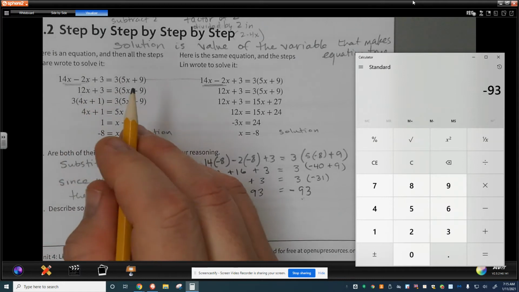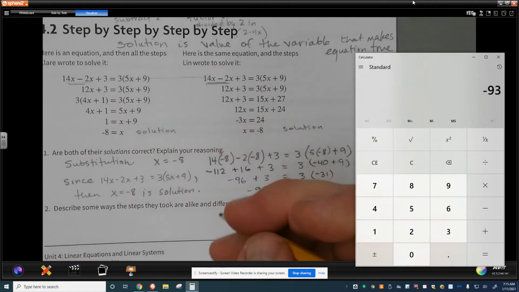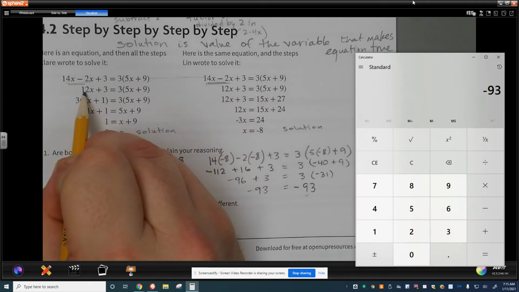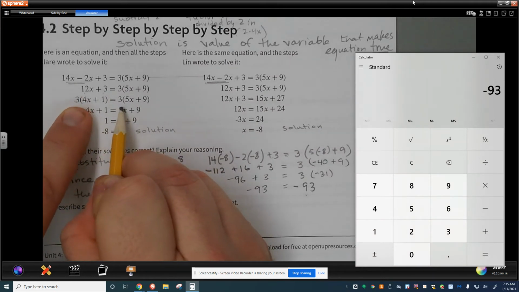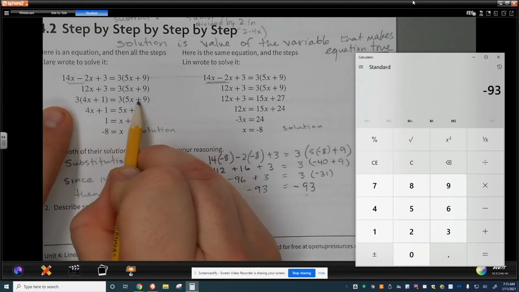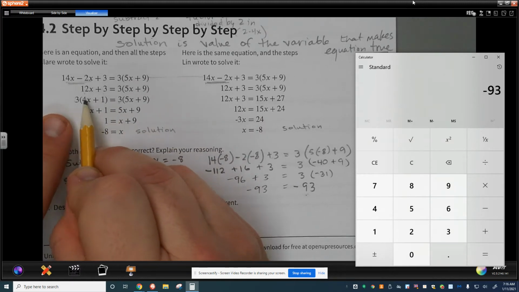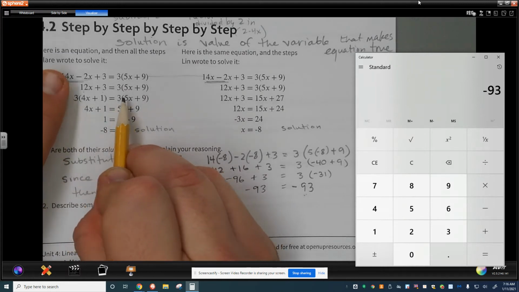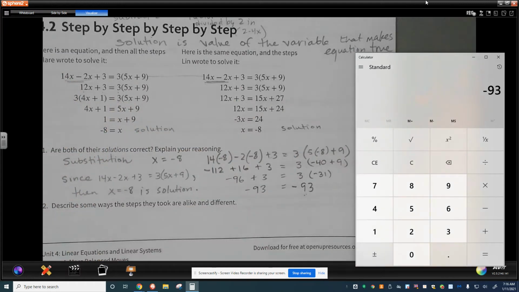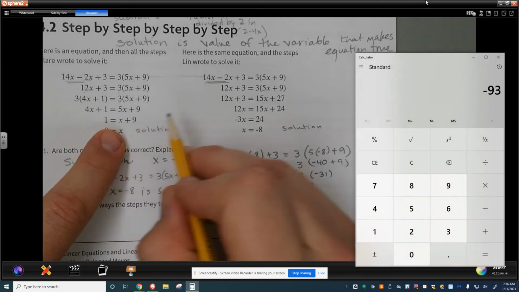This is the opposite of the distributive property. So it's still distributive property, but it's factoring. They factored out a 3 from this side so that the two expressions kind of look alike. You'll see that there's a 3 times this expression and a 3 times that one. And then they were able to divide by 3 on both sides to eliminate that 3 and just be left with 4x plus 1 and 5x plus 9.